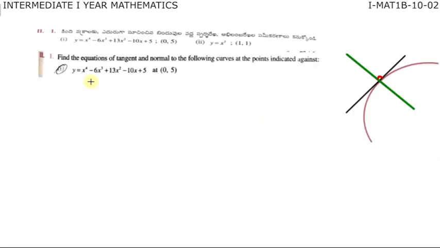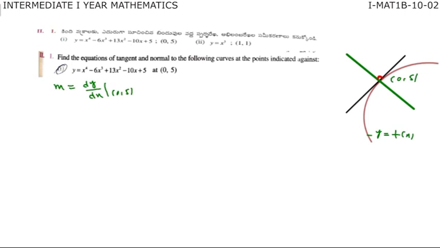Find the equations of the tangent and normal to the given curve at the given point. So, rough diagram, this is the curve with equation y is equal to f of x. We have to calculate the equations of the tangent and normal, and the point is also given. Point coordinates are 0, 5. So first find the slope of the tangent. M is equal to, we know the formula, dy by dx at 0, 5.